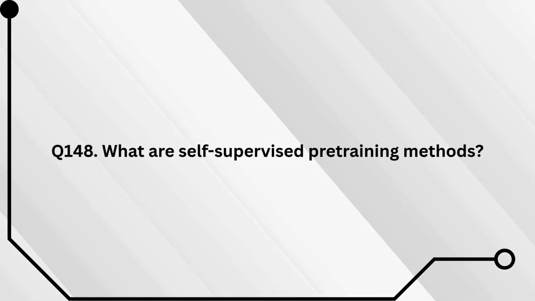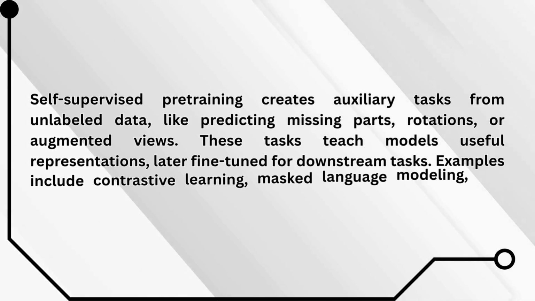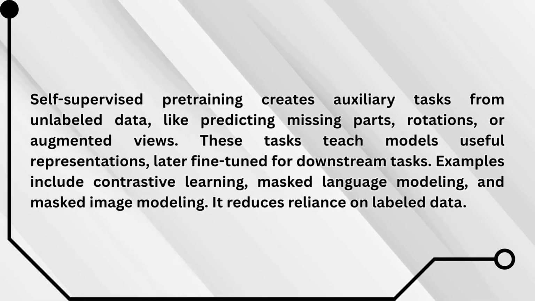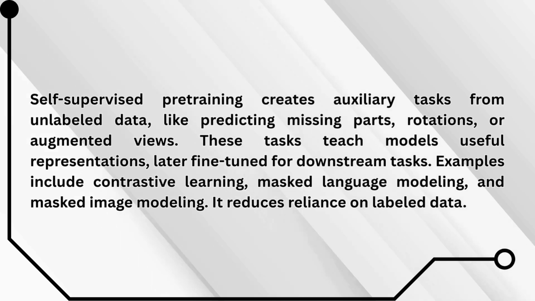What are self-supervised pre-training methods? Self-supervised pre-training creates auxiliary tasks from unlabeled data, like predicting missing parts, rotations, or augmented views. These tasks teach models useful representations, later fine-tuned for downstream tasks. Examples include contrastive learning, masked language modeling, and masked image modeling. It reduces reliance on labeled data.